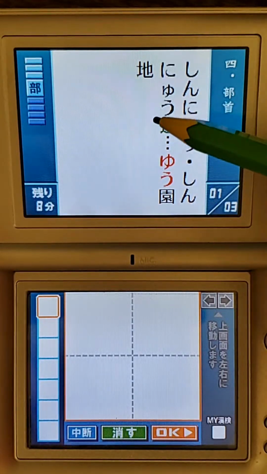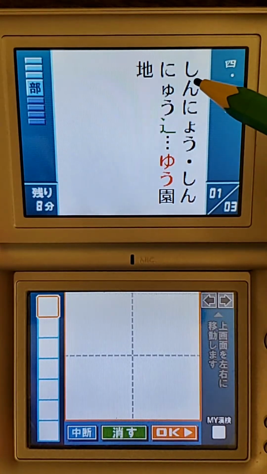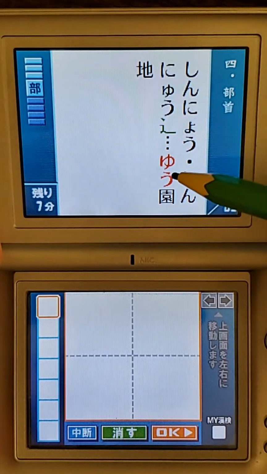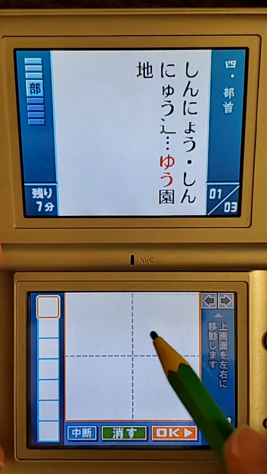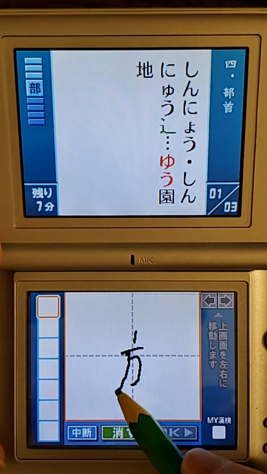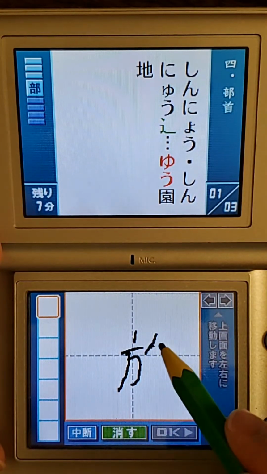All right, so I take this radical, and it's called shinyo or shinyu, and it goes together with this reading. So yu and chi. So yu, see, we go like this. What was that?